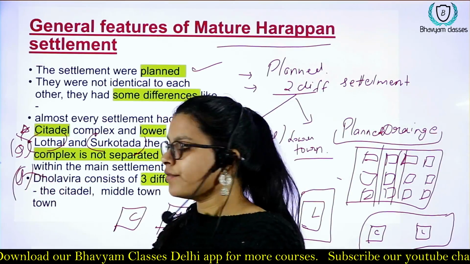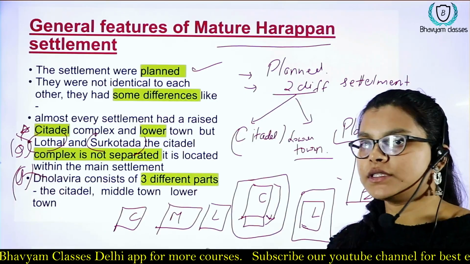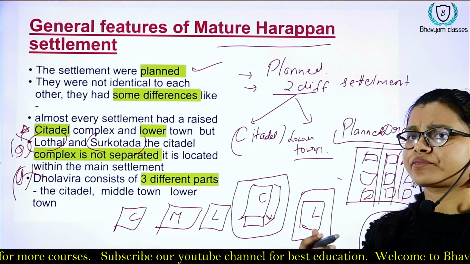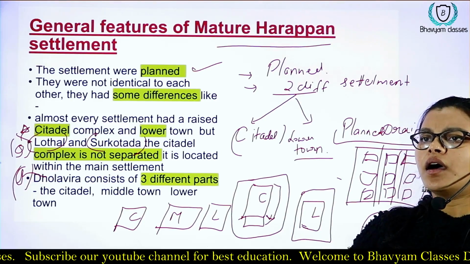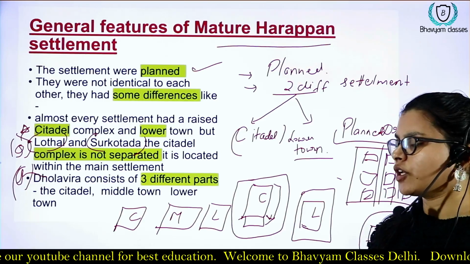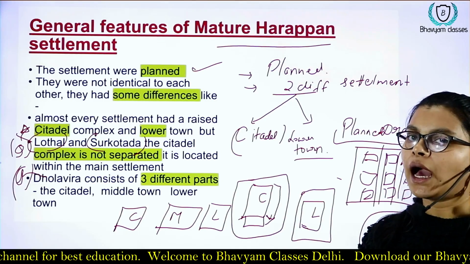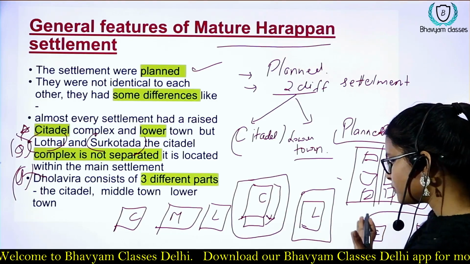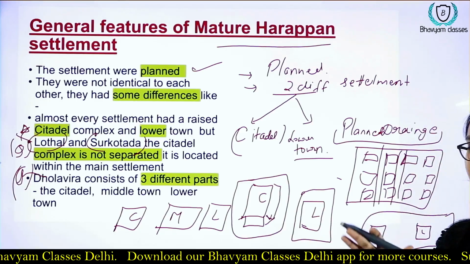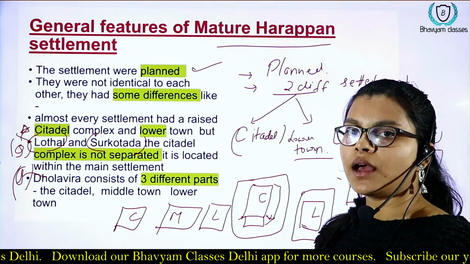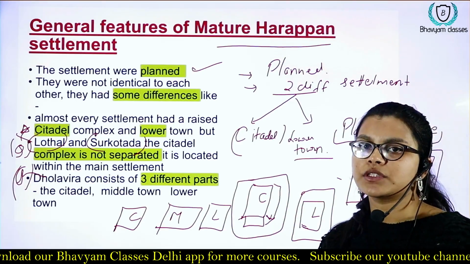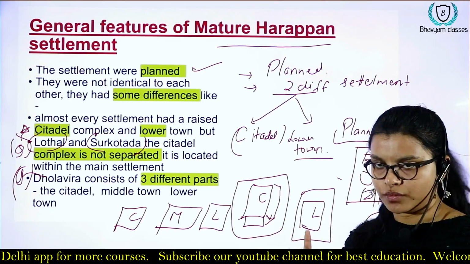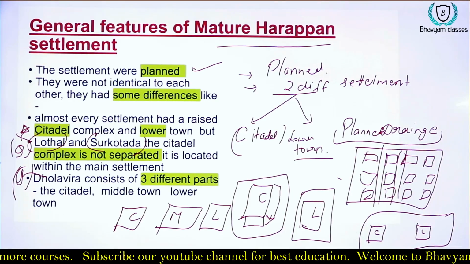Why? Because in every settlement or every city, we generally find two different settlements, or you can say a division in the architecture, like citadel and lower town. But in Dholavira, we find that the settlement was divided into three parts: citadel, middle town, and lower town. Fine. So this makes Dholavira very, very important.